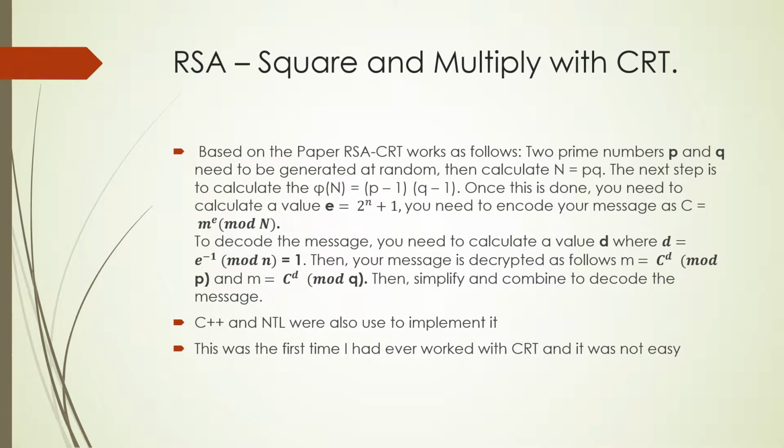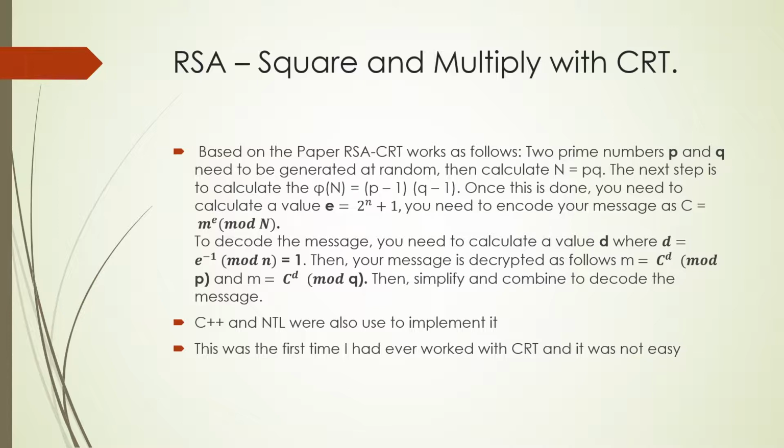Now I'm going to talk about RSA square multiply with the Chinese remainder theorem. I learned that the way it works is that encoding the message is pretty much the same as square multiply without the Chinese remainder theorem. The one thing that changes is how you decode the message.